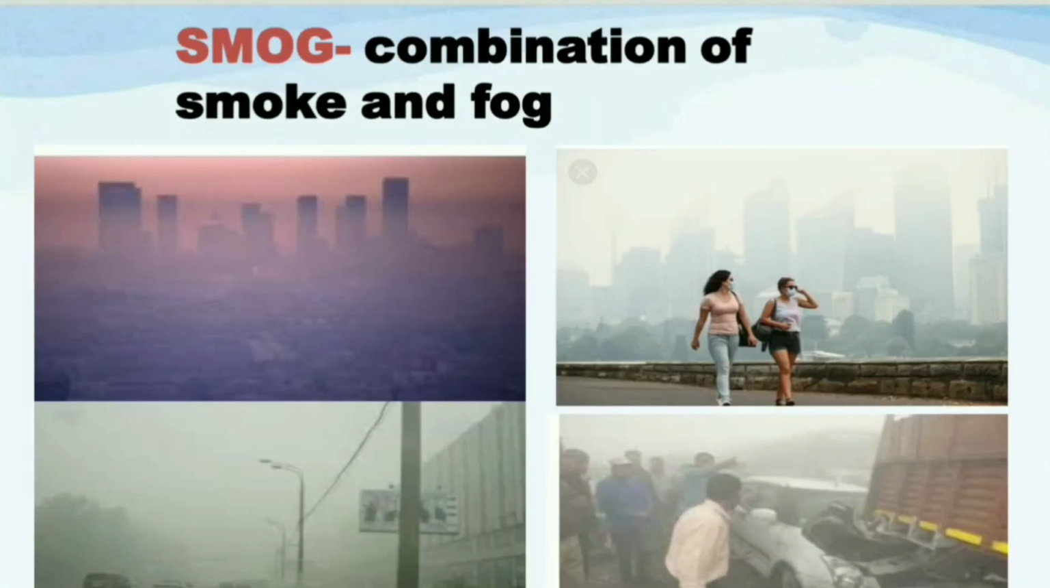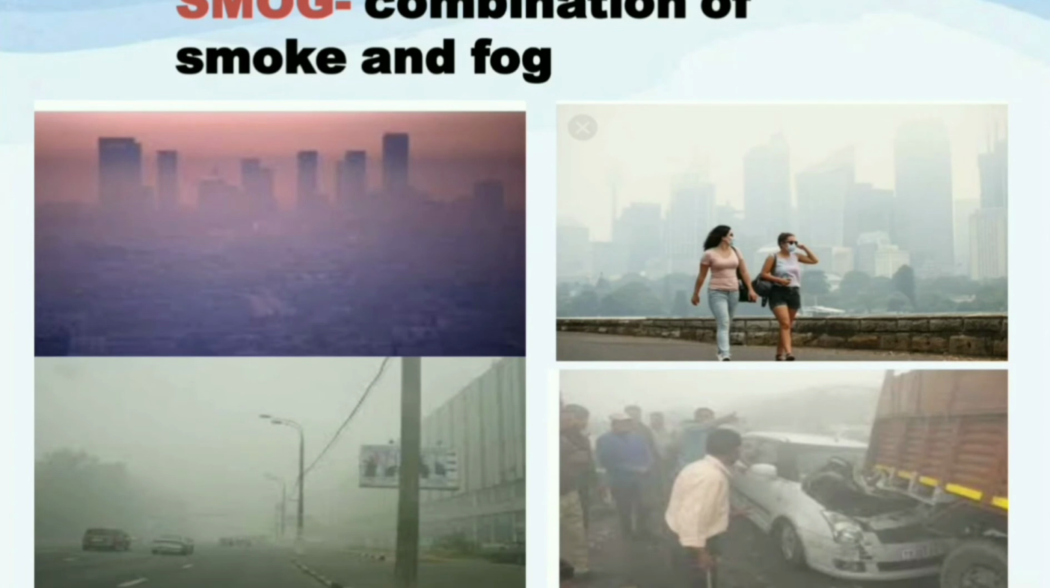Another pollutant is smog. Smog is a combination of smoke and fog, which is seen as a thick fog layer that envelops the atmosphere during winters. Smoke contains certain oxides of nitrogen that combine with other pollutants and fog to form smog.